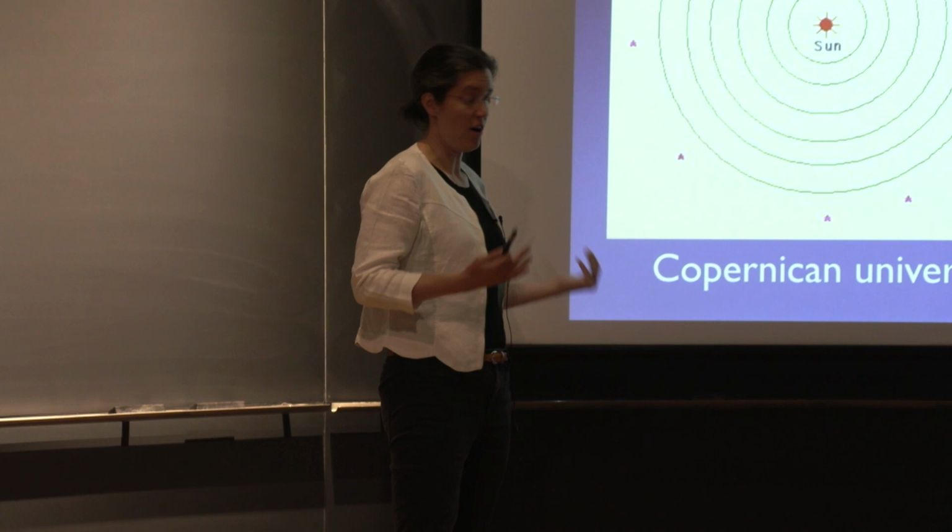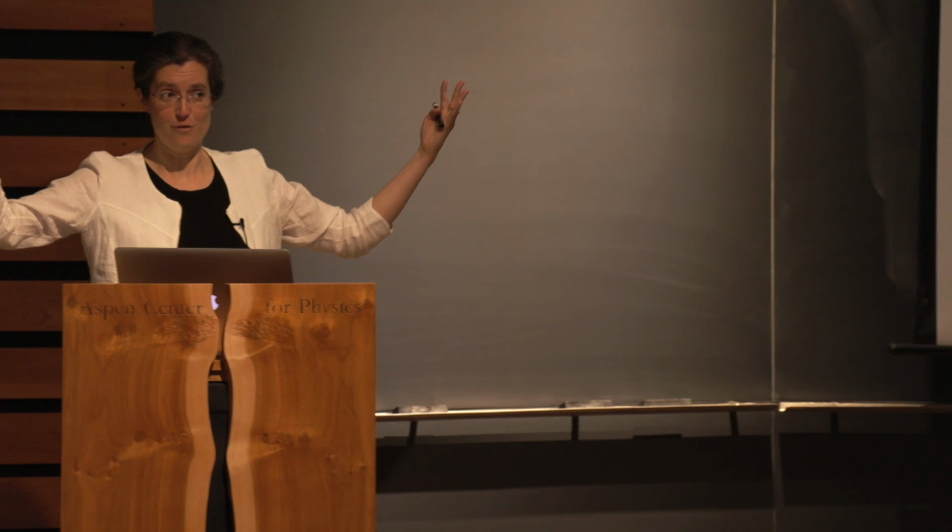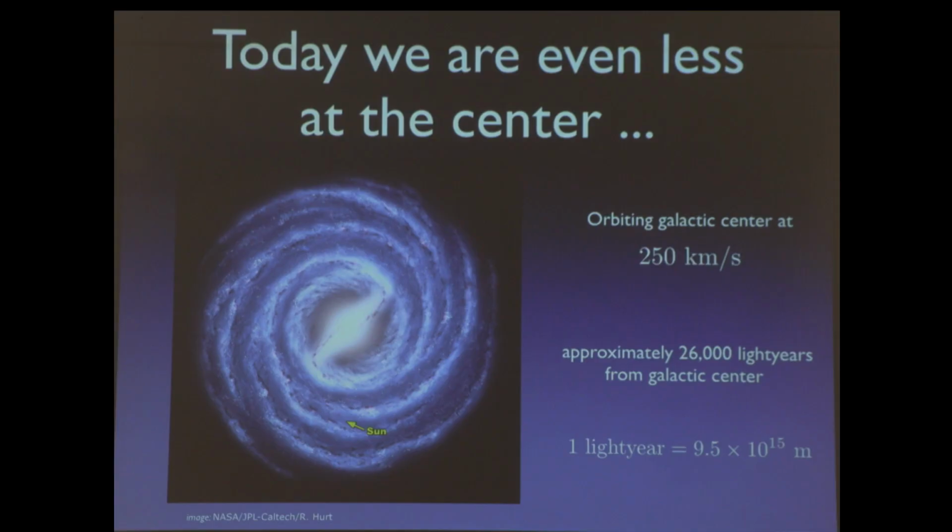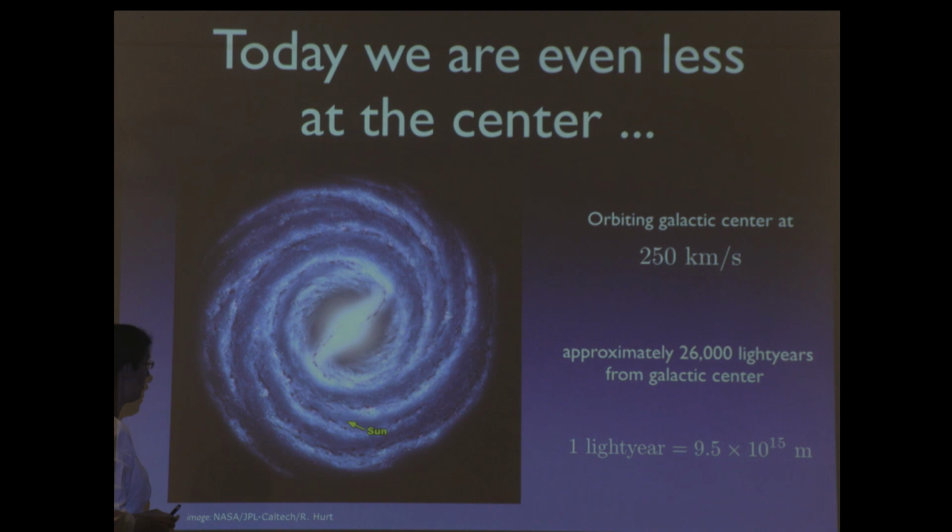So the situation that we have today is that our universe, our understanding of the cosmos, has only expanded outwards. And so here is a picture of our galaxy, the Milky Way galaxy, the disk of it, looking from the top down. There's a black hole in the center of it.